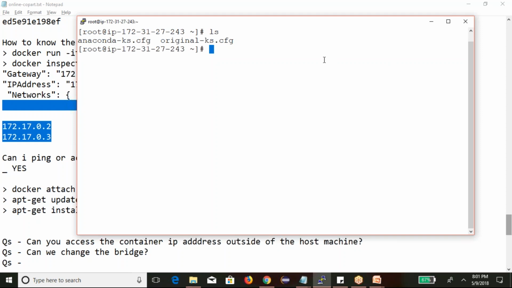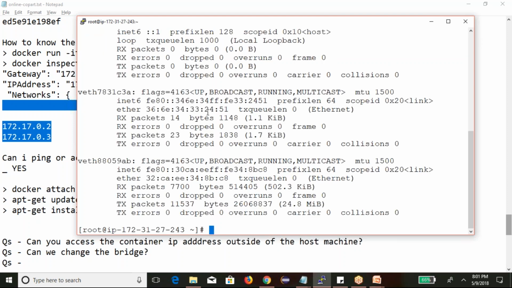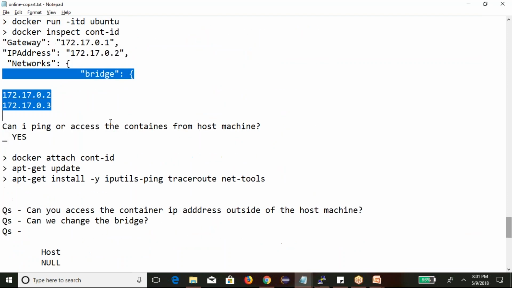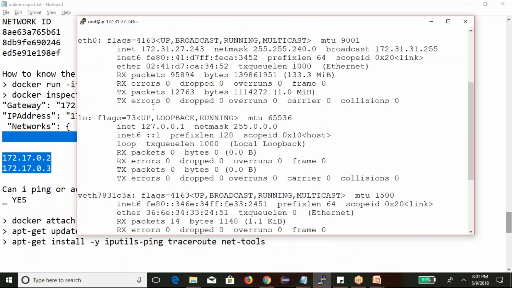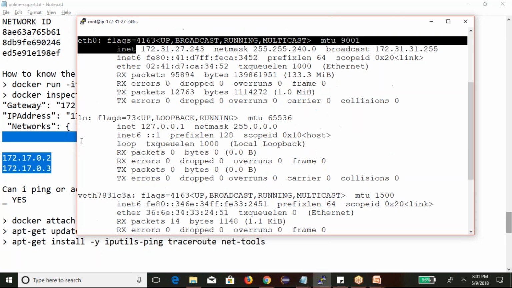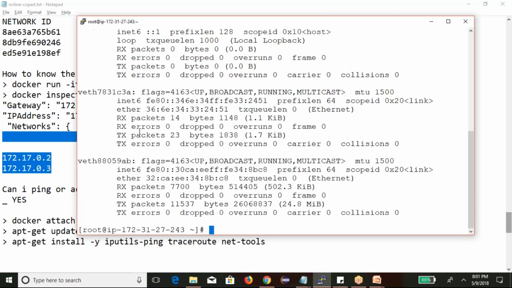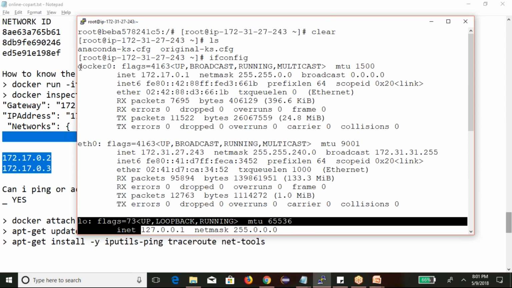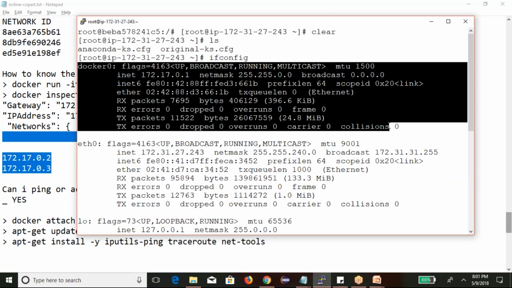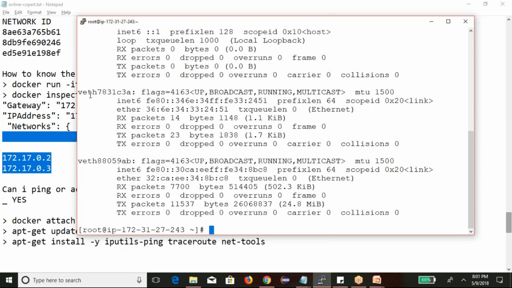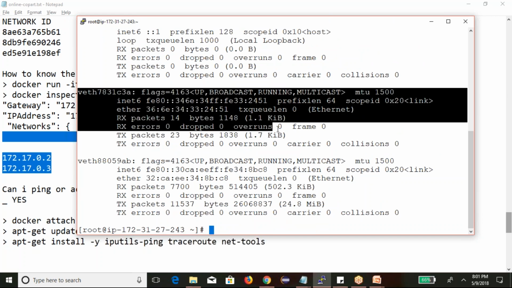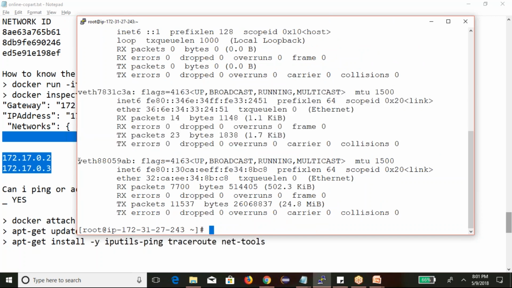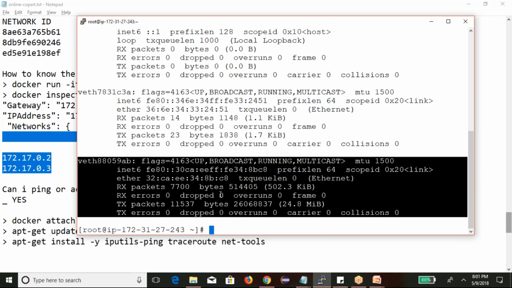So now I'm on the host. Just observe that. I just type ifconfig. If you can recall, when I had not started the Docker engine, I had only one eth interface. When I started the engine, I got this bridge. Now, when I created a container, I got this interface. When I created another container, I got this interface.